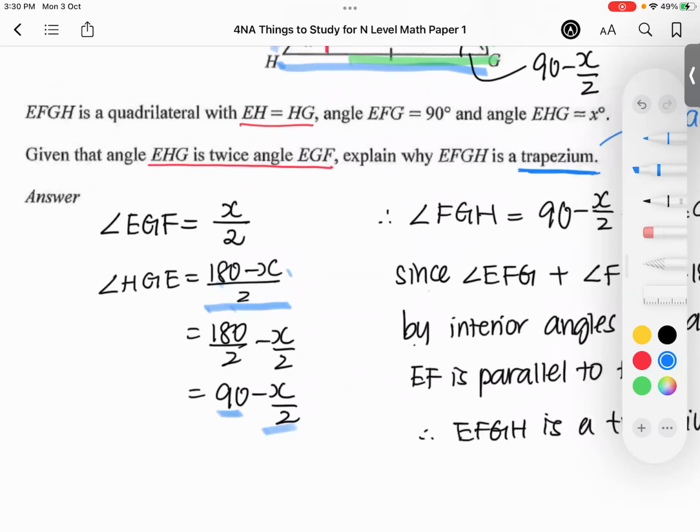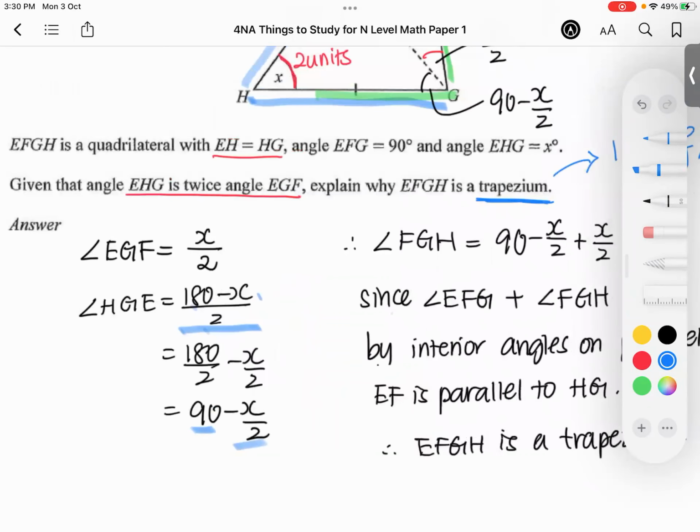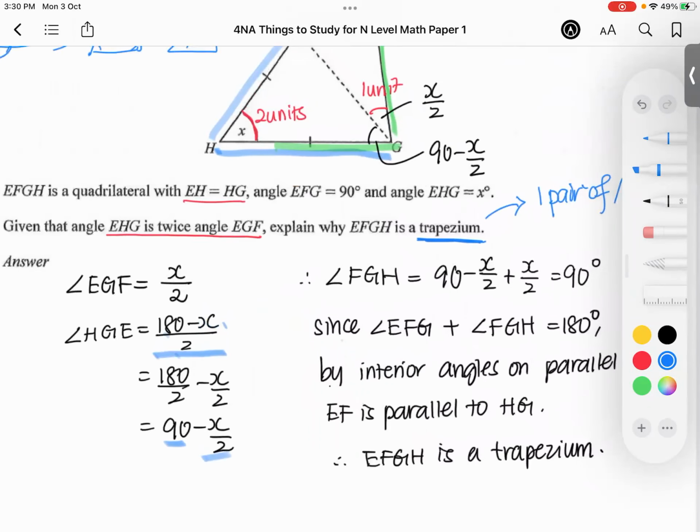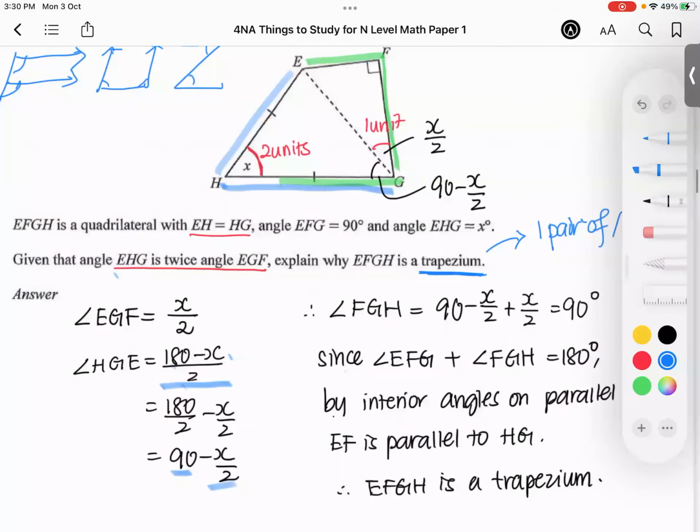Next, the question says angle EHG is 2 times. So this angle is actually 2 units of the angle EGF. So 2 units, I take this one divided by 2. So EGF in this case is this number divided by 2, so it's x over 2. Then what do I need to do?